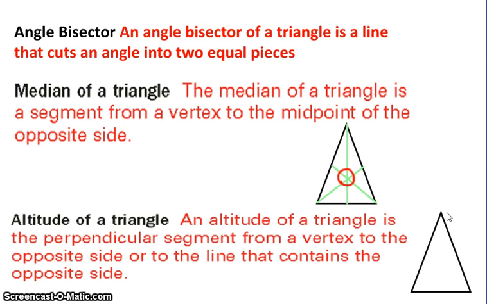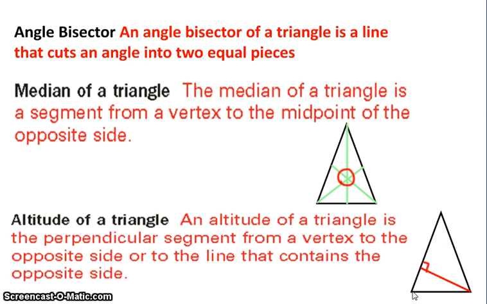Here's a triangle, and this time we're talking about the altitude. An altitude is a perpendicular line from one vertex to one side. It's not necessarily going to cut it in half. It's just the altitude. So this right here is an altitude because it goes from one vertex and meets the side at a perpendicular line. The altitude is the shortest distance from the vertex to the opposite line. Do you remember that the shortest distance from a point to a line is the perpendicular line?